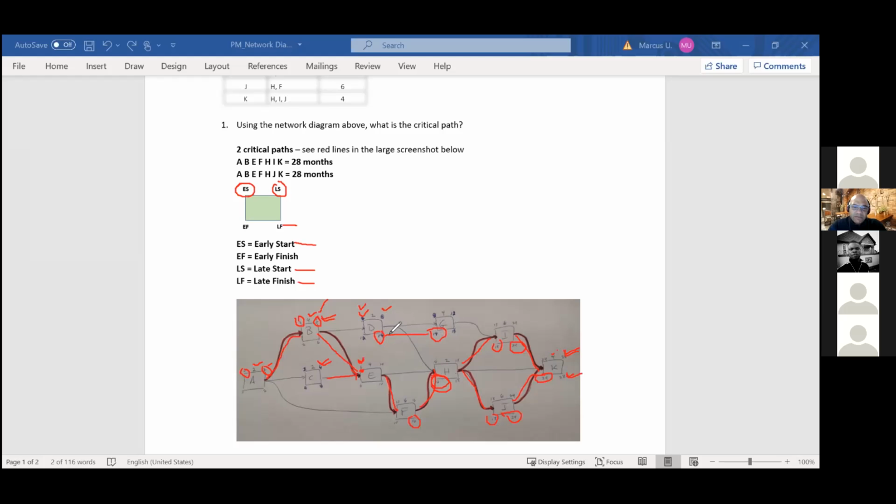So you have to take this 14 here when you do a backwards pass, when you move from the right to the left. So that's the only difference. Forward pass, you take the highest number. Backwards pass, you take the lowest number.